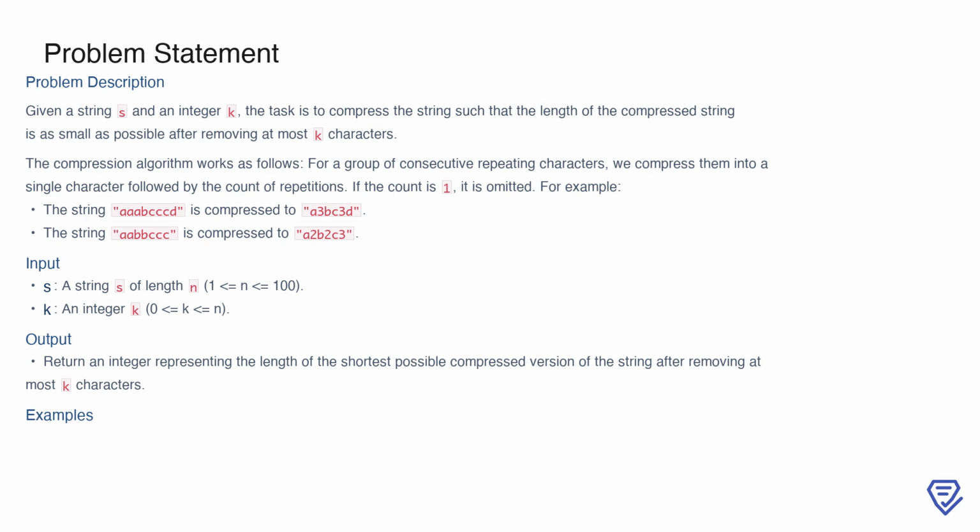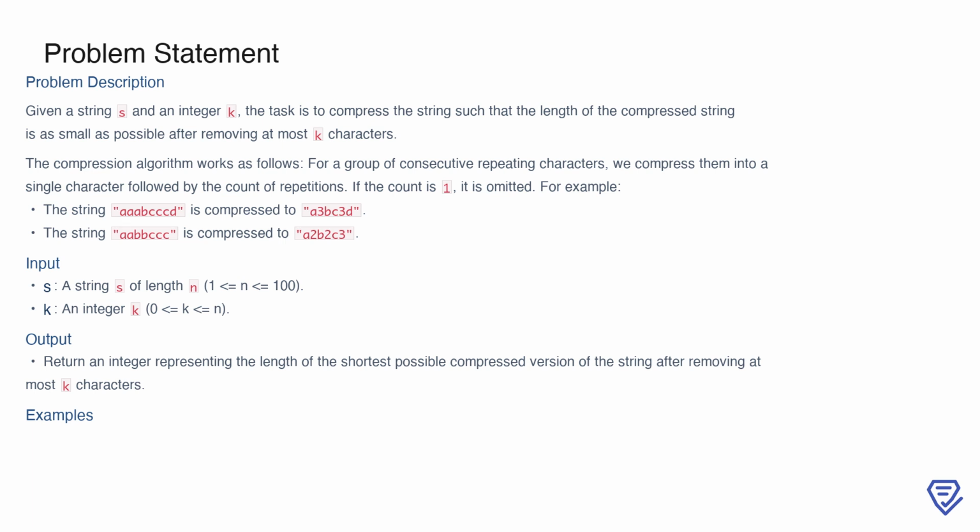The input includes the string s and the integer k, where the length of s can range from 1 to 100. The output is an integer, which represents the length of the shortest possible compressed string after removing up to k characters. The goal is to strategically decide which characters to remove so that the compressed result is as short as possible.